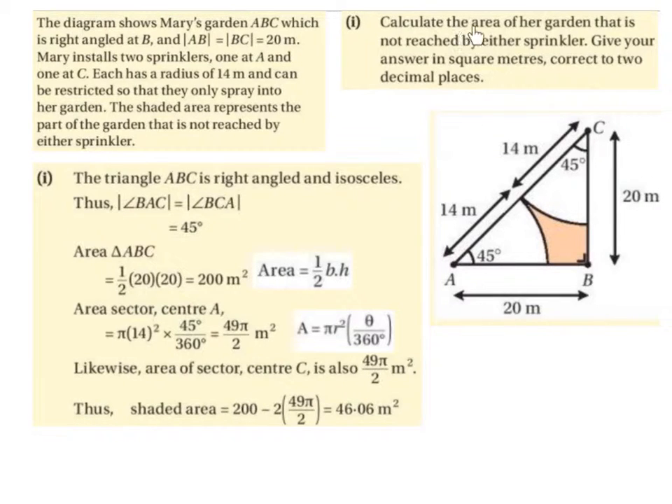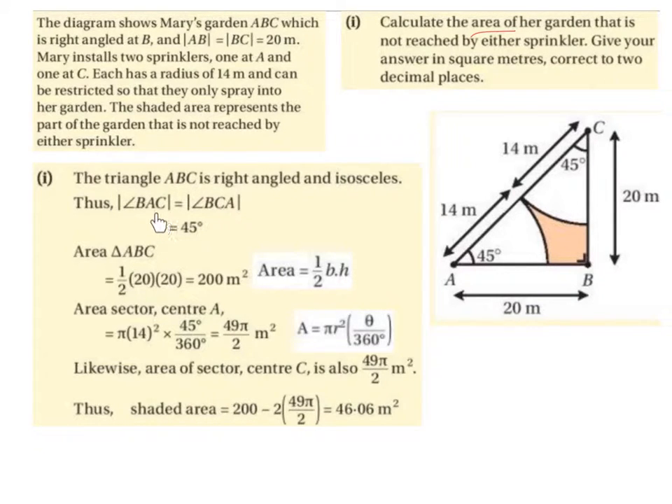So part 1, calculate the area of her garden that is not reached by either sprinkler, so the area of the orange piece. Give your answer in square meters, correct to 2 decimal places. The triangle ABC is right angled and it's also isosceles, because we're told that the length of AB is equal to the length of BC, and both of them are 20 meters. So here's our right angled triangle, and it's isosceles. A to B is 20 meters and B to C is 20 meters.